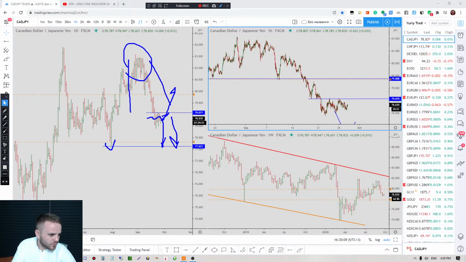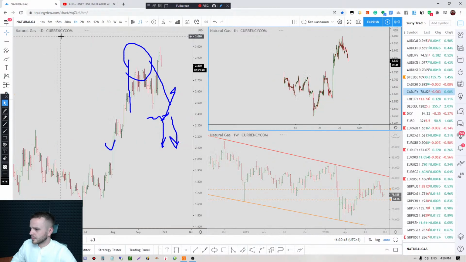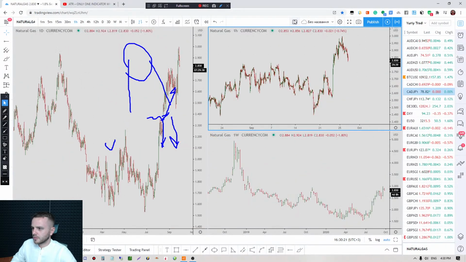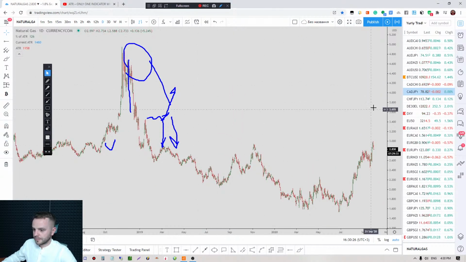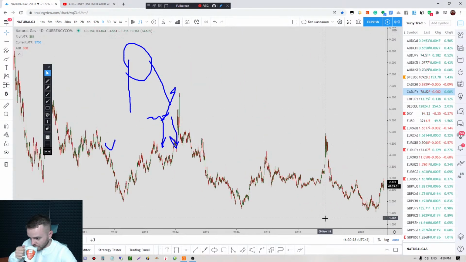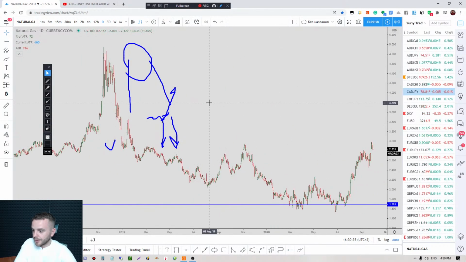What else? Some of you wrote about natural gas. Natural gas, please. Natural gas started an uptrend. It looks like winter is coming, but natural gas made a false breakout of this low. It looks like a few seconds.